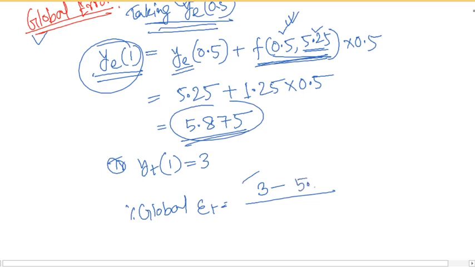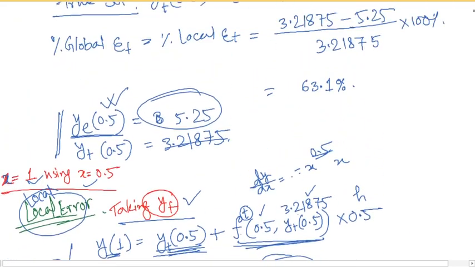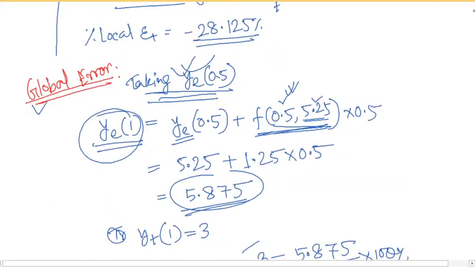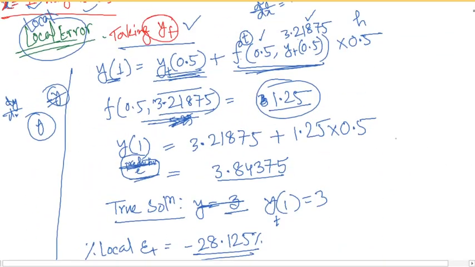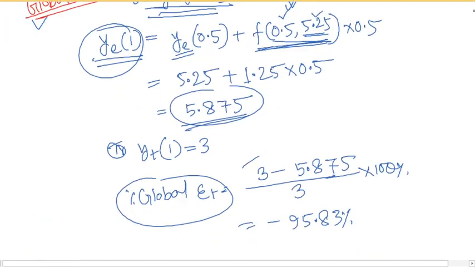So 5.875 divided by 3 multiplied by 100%, that will give you a value of 95.83%. Think about it. This is the global error, that is the propagated error using the error generated in this one and the error generated in this particular arc. These two give rise to this one.